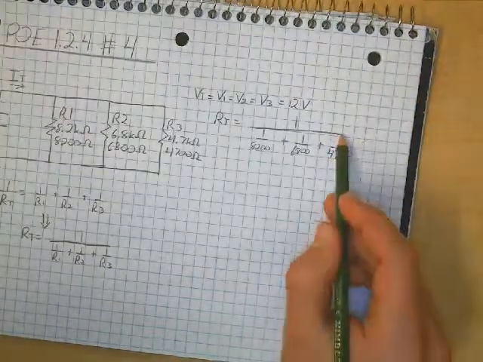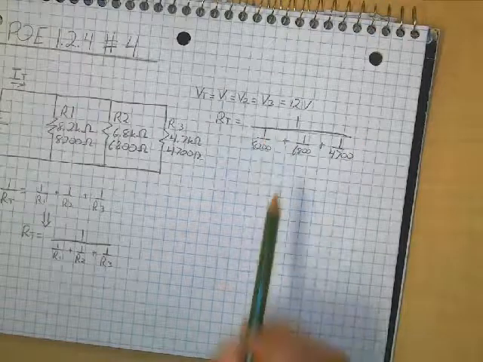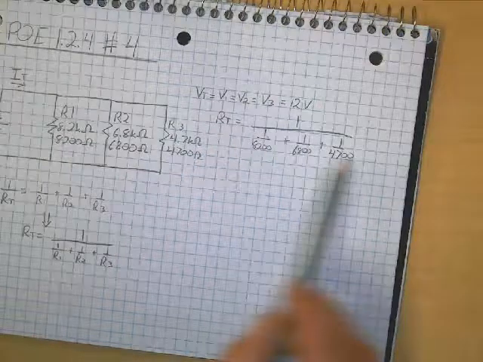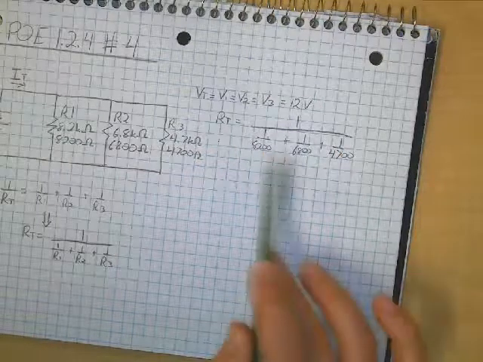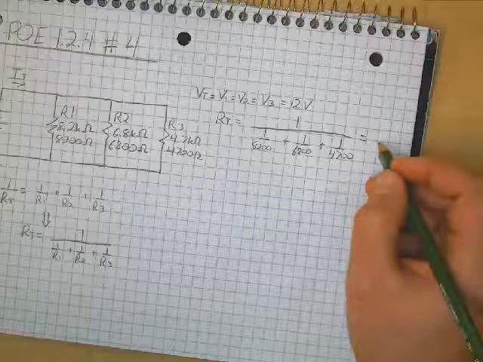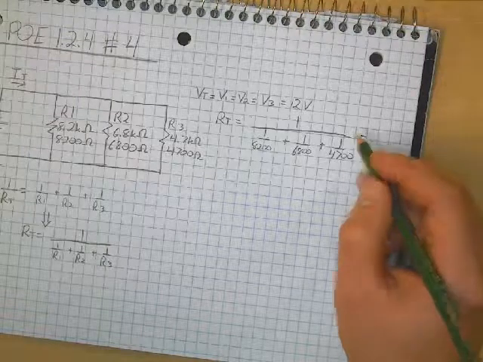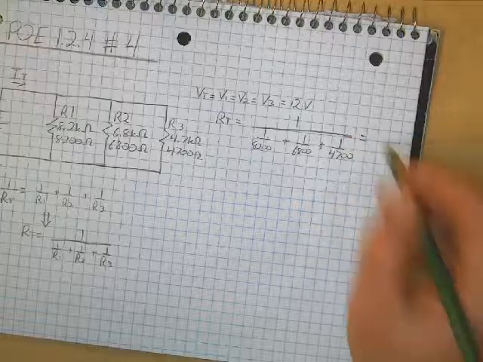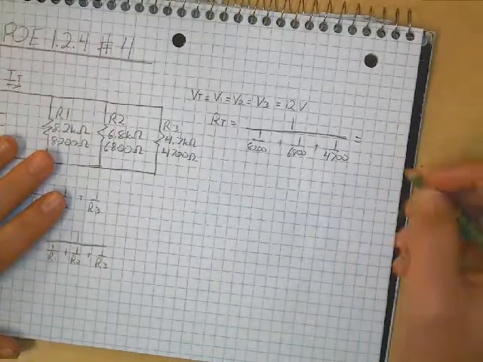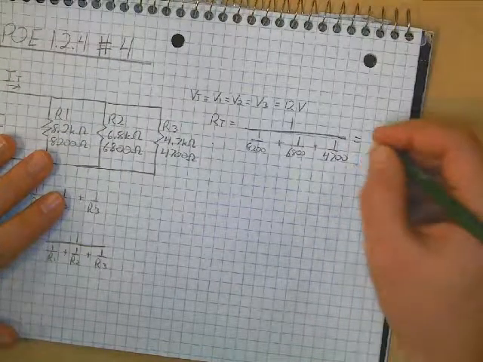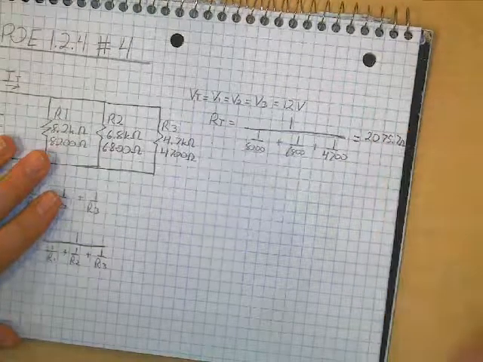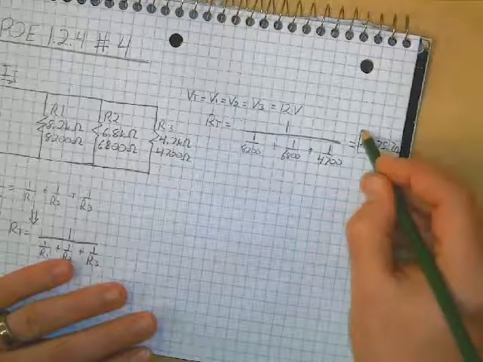If I were you, what I would do is do 1 over 8,200, do 1 over 6,800, do 1 over 4,700, find those answers, add them together, and then plug back in and do 1 divided by that total. I'm going to let you try to do that on your own because I want you to practice that, and I'm going to tell you what you should get for your final. Your final answer should be 2075.7 ohms. So that would be our RT right there.